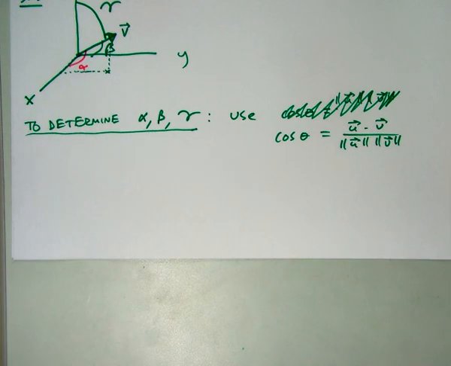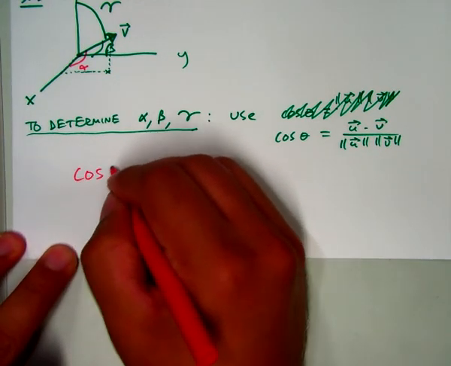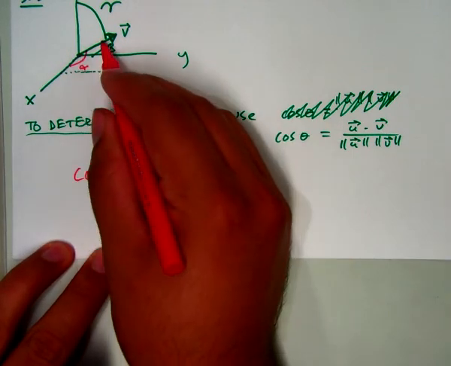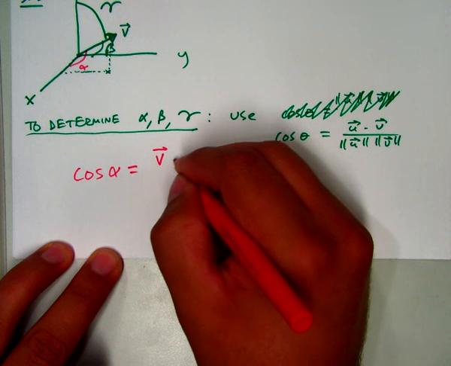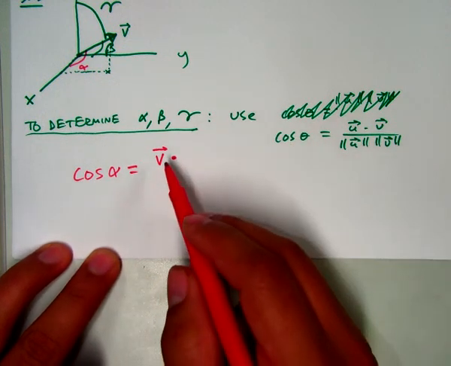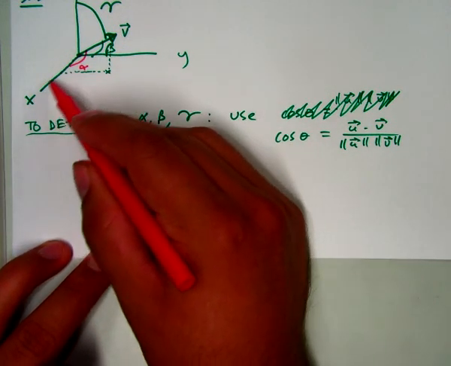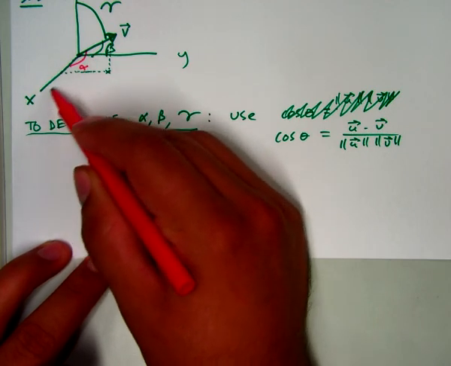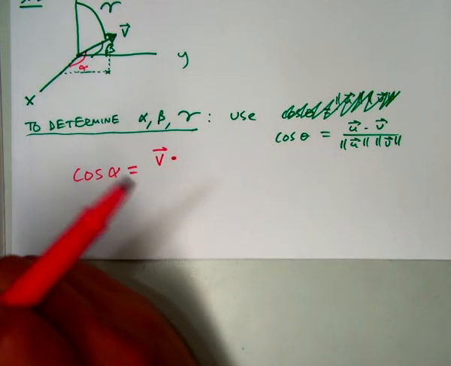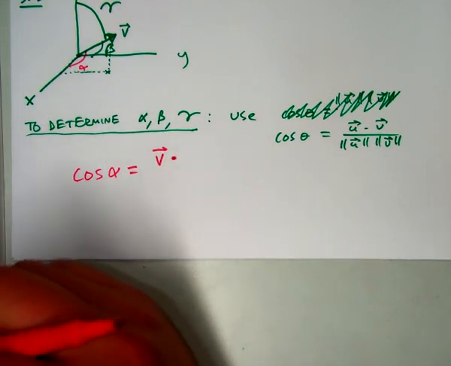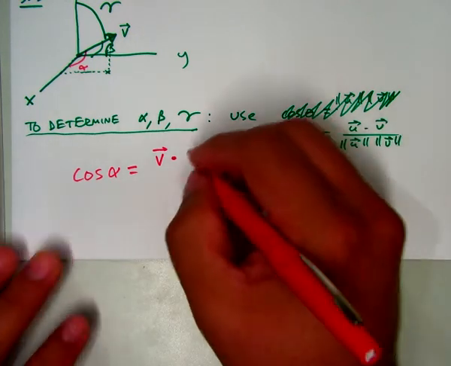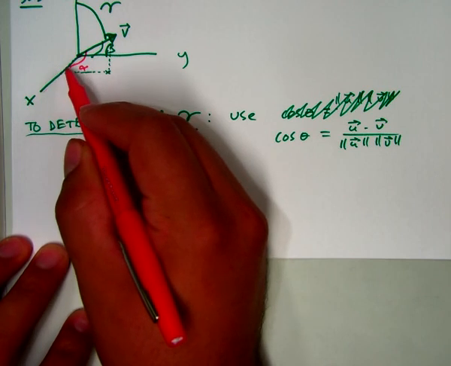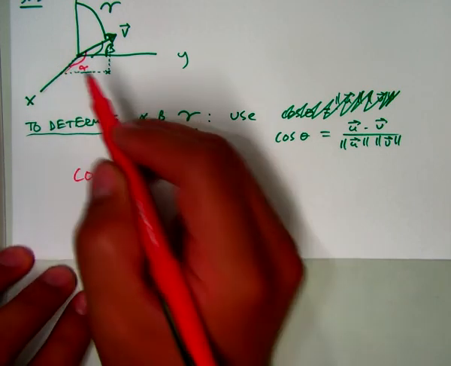So let's start with cosine alpha. Right now I have an arbitrary v vector. If I'm looking for the angle between that and the x-axis, what's the easiest vector I can use that's along the x-axis? It would have just an x component. I mean, you could use any vector you wanted to. The angle is still going to be the same. Does that make sense? So we're just going to use the unit vector because it'll make the calculations easier.